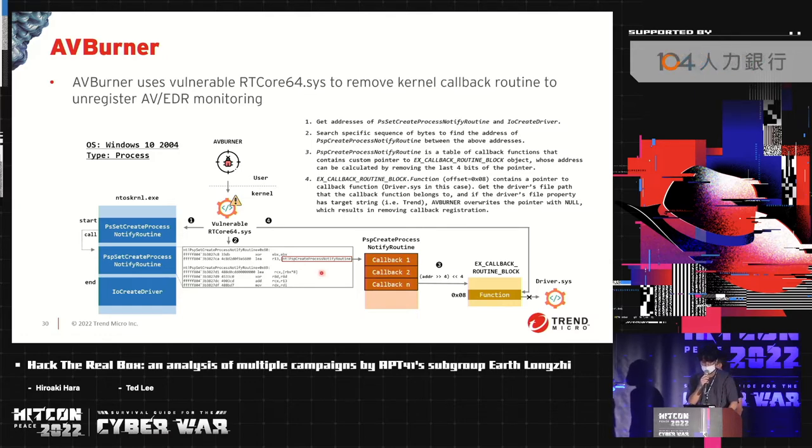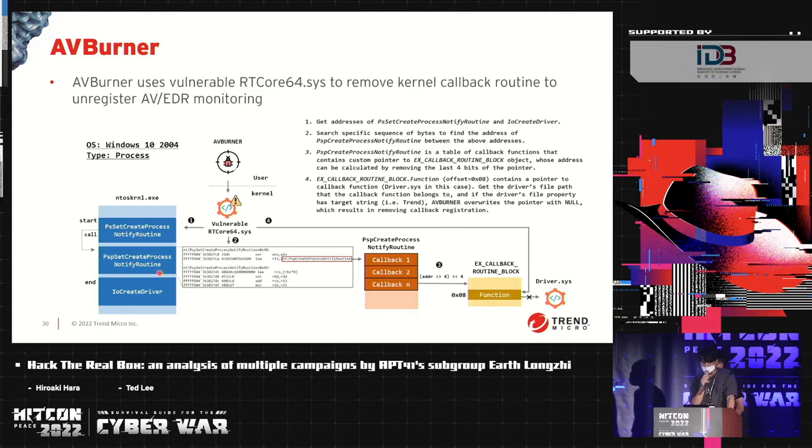The NTOS kernel provides several APIs for drivers to register a callback for each event. For example, for monitoring process creation, PsSetCreateProcessNotifyRoutine is exported. This API receives a function pointer to invoke when any process is created. When PsSetCreateProcessNotifyRoutine is called, it calls another API, PspSetCreateProcessNotifyRoutine, so the prefix is a bit different.